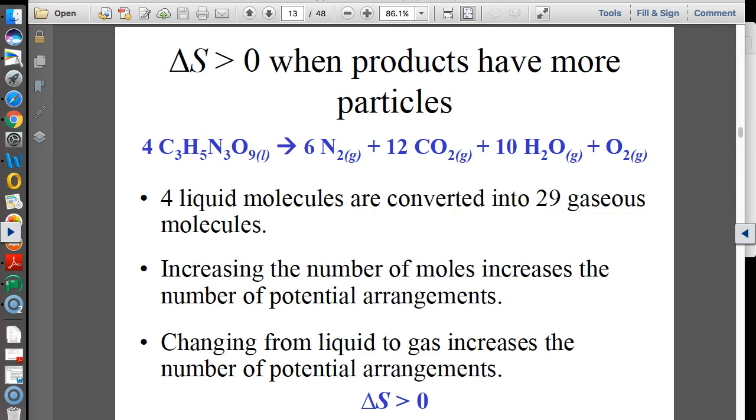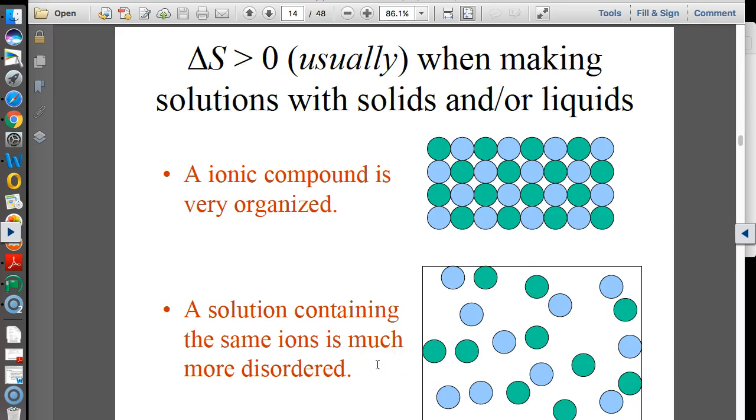But even if this beginning substance was a gas, entropy would still increase because I have four different substances made from one, and so that would increase the possibilities for the arrangement. Okay. So anyway, potential arrangements. There's the words. So there's that.